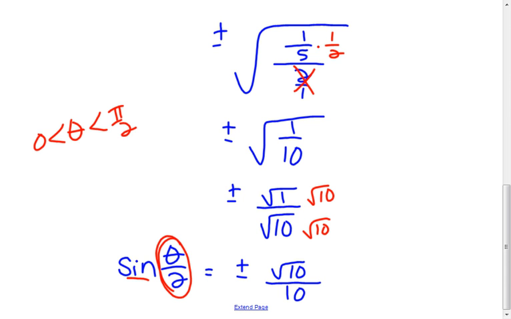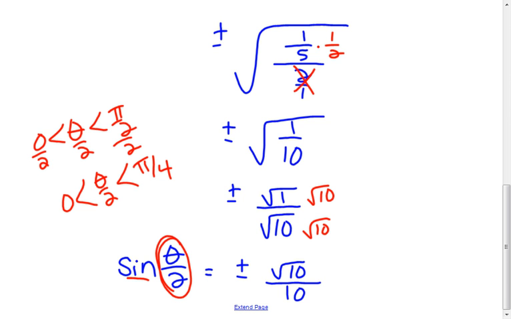I need to know not where theta is, but where half of theta is, okay? So I am going to cut this in half, and then I have half of 0 is still 0. Obviously, this is where theta over 2 is. Half of pi over 2 would be pi over 4, okay?